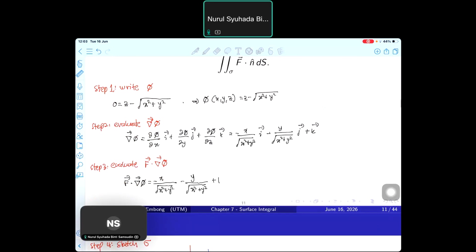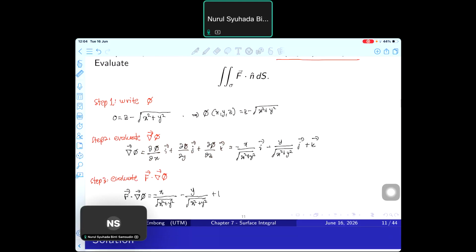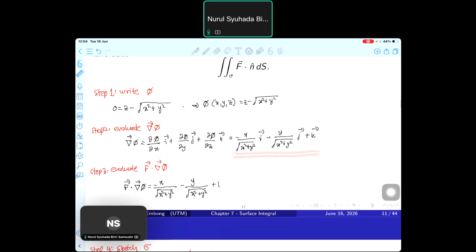Okay, so the next step is to evaluate the nabla phi. To evaluate the nabla phi, you will know that it is the partial derivative with respect to each of the variables: partial derivative with respect to x, with respect to y, and with respect to z. And then we need to put the vectors i, j, and k. So evaluate the partial derivative of this function with respect to each of the components, and you will get this value. So this vector represents the nabla phi.